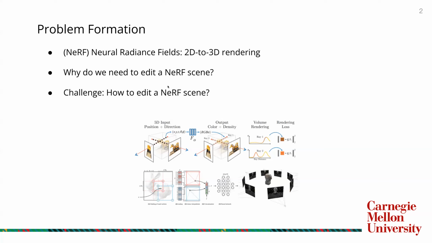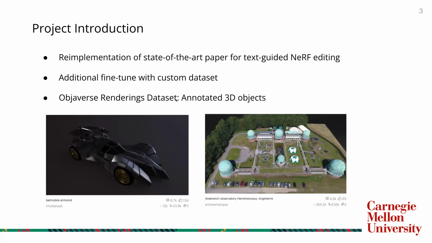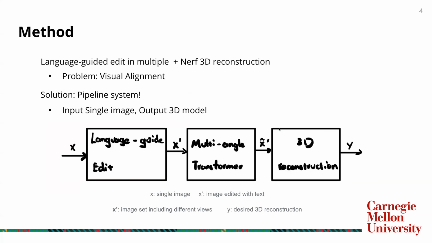So for our project, we want to re-implement a state-of-the-art paper on text-guided NeRF editing, One-2-3-45, which turns one image into a 3D object, which my teammates will elaborate on later. We're also working on fine-tuning the model using an annotated 3D object dataset. As we can see below, the instances in the dataset include both single objects like a Batmobile and complete scenes featuring multiple objects like the Greenwich Observatory. Since the fine-tuning is still in progress, we haven't evaluated the fine-tuned version, and our presentation will focus on the current implementation.